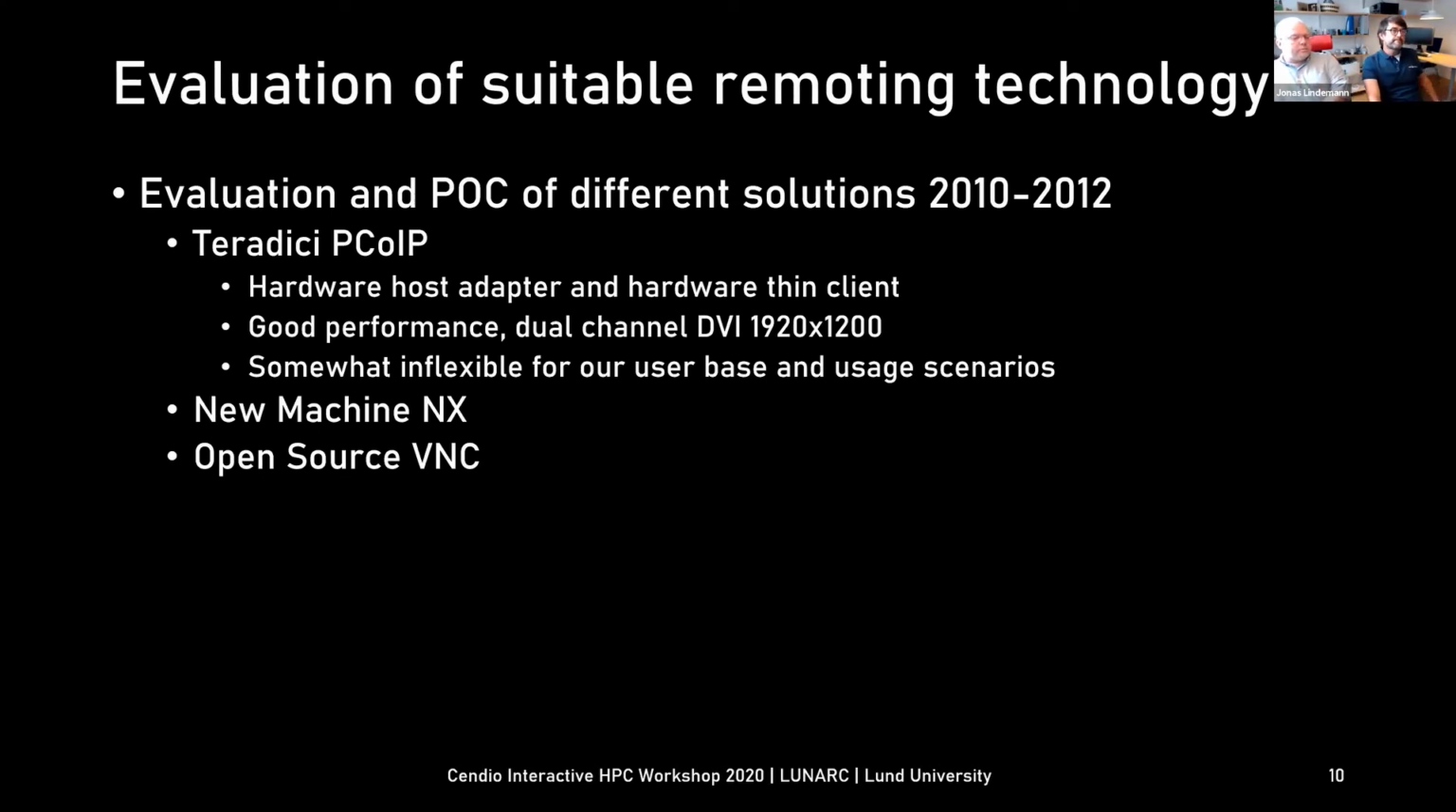In the beginning, we did evaluations and some proofs of concept for different solutions in the early years, 2010-ish. We had a setup with the PCoIP protocol from Teradici. It was very well functioning, high performance, but it needed both a host adapter and a hardware thin client on the user side. Based on our usage scenarios and how our users are working, it was not an ideal solution. We also did some tests with NoMachine NX that uses compressed X, and of course open source VNC, which ThinLinc to a certain extent is based on.